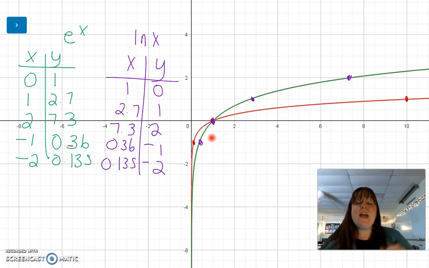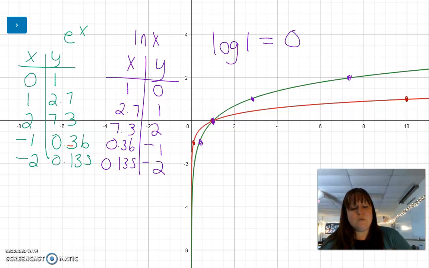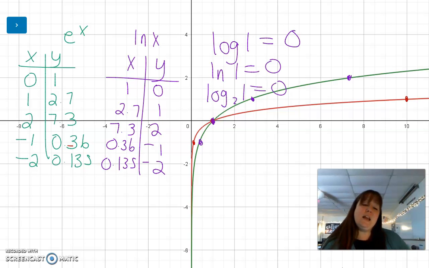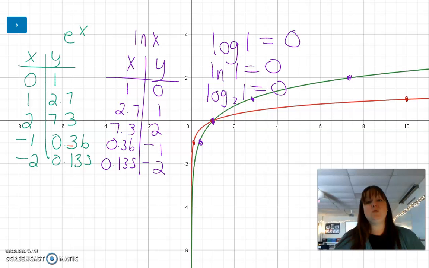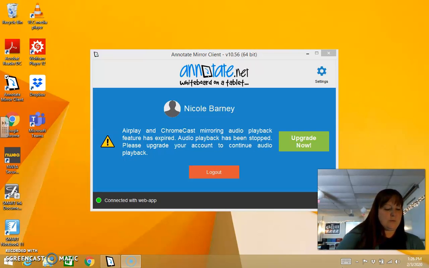This point, because anything to the 0 is 1, log of 1 will always equal 0. It doesn't matter what base we have. ln of 1 is going to equal 0. Log base 2 of 1 is going to equal 0. Any log of 1 equals 0 because we're saying what 2 to the 0 equals? It equals 1. Okay, so those are inverses of each other. So now that you're confused, let's go back to some actual practice problems.